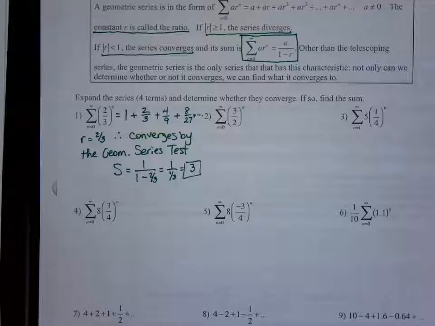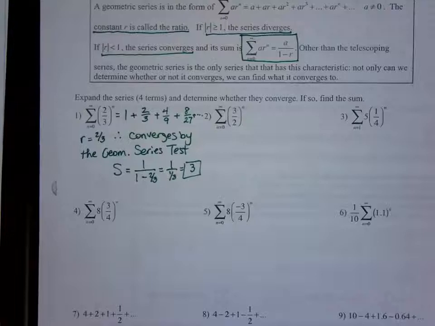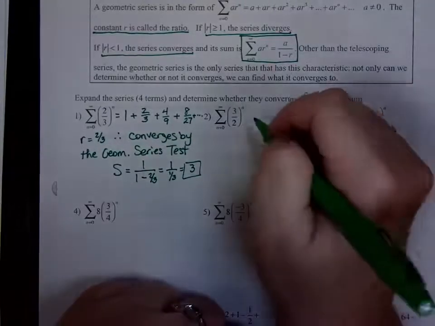Questions? Yes? So what if the R wasn't literally -1? Then it would diverge, and you just say that the series diverges. And so if it diverges, do we not have to do the summation part? No, because there is no sum. There is no answer. The whole meaning of divergent means the terms do not add up to a specific value. Okay? All right, try number 2.